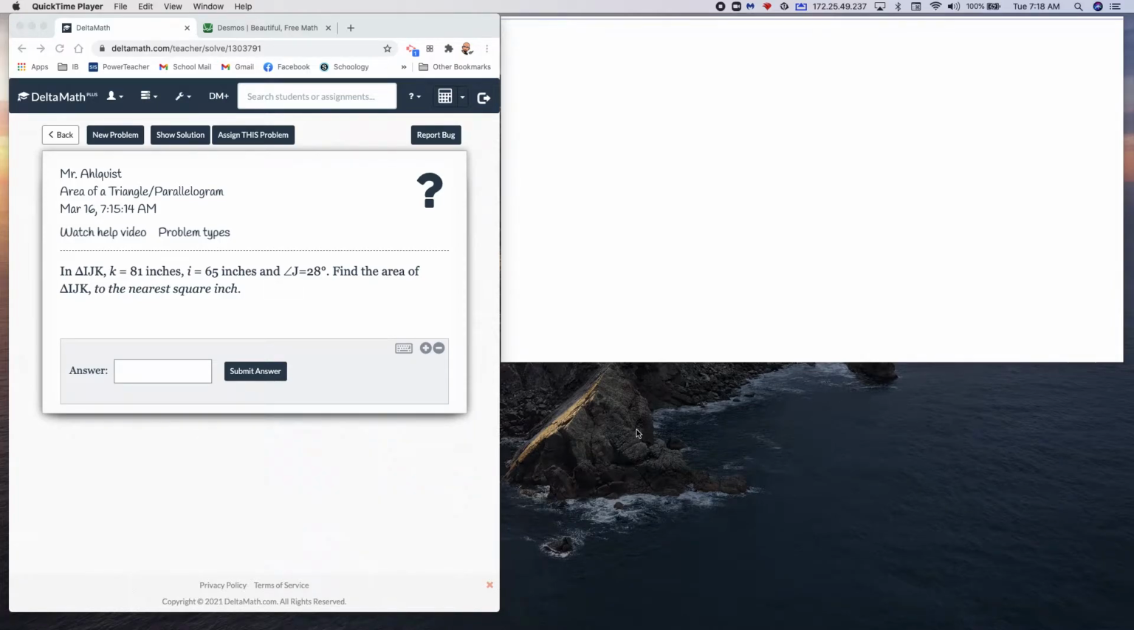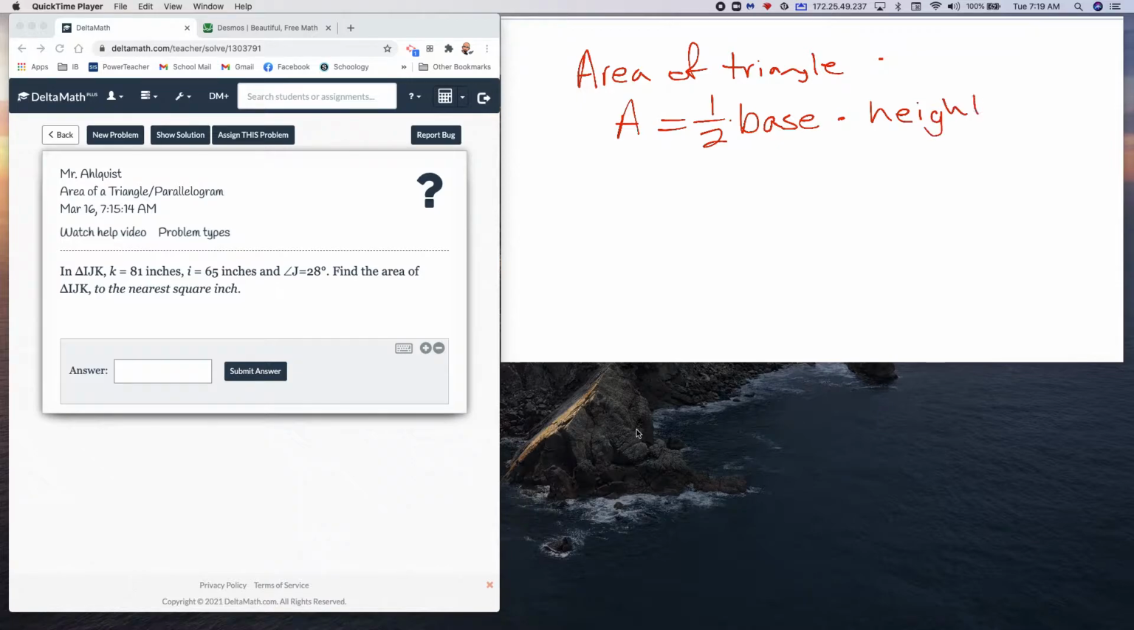with sine, and then we're also going to look at a couple problems finding some missing pieces and just how do you work through them. So the first one is, you guys know that the area of a triangle is equal to 1/2 the base times the height.